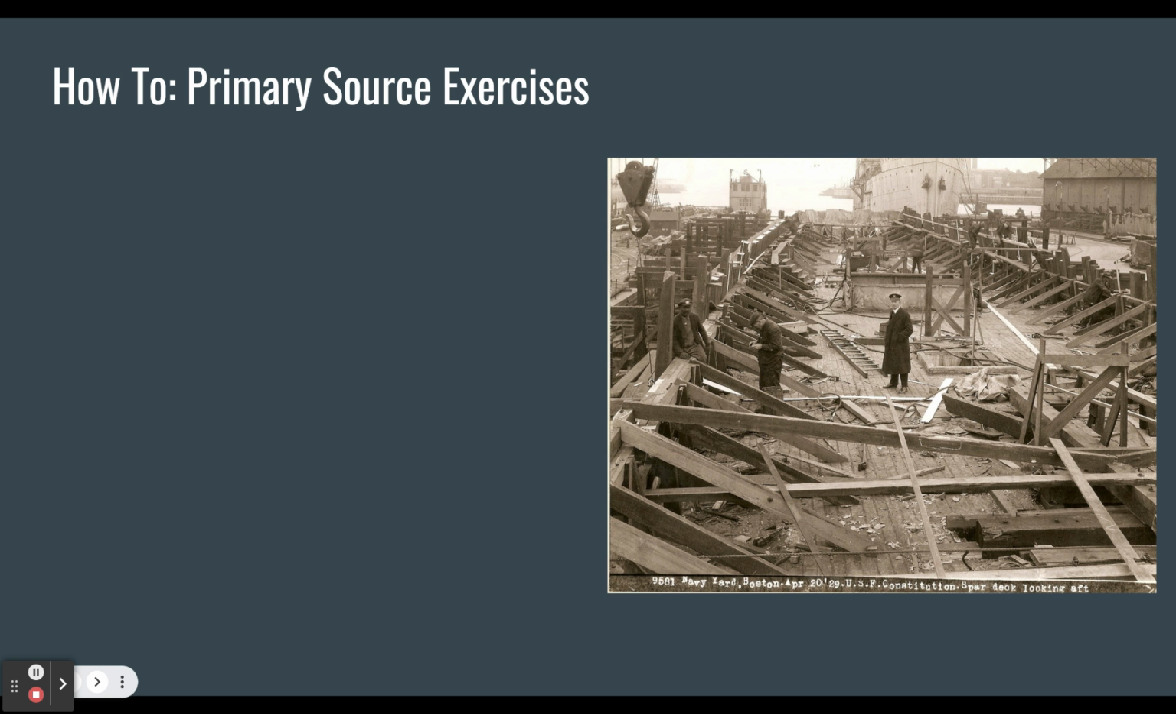If you've looked at the syllabus, and I encourage you to, if you haven't already, take the time to look at the syllabus. You'll notice that the homework assignment for our class will be referred to as primary source exercises. First of all, I want to explain what primary sources are.